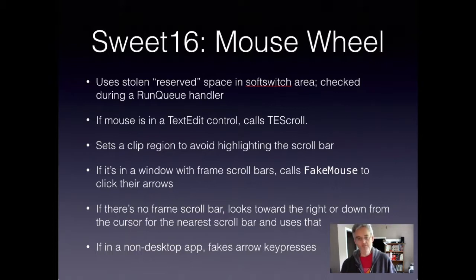If there's not a frame scroll bar, then I scan to the right for a vertical scroll. For a Y scroll, I scan to the right of the current mouse position, looking for a scroll bar. If I find one, then I use that and I scroll it. Similarly, if it's a horizontal scroll, an X scroll, then I look down for the nearest scroll bar and I scroll that, again by clicking the arrows. If it's not a desktop application, then the scroll wheel sends arrow key presses up and down to simulate scroll activity.